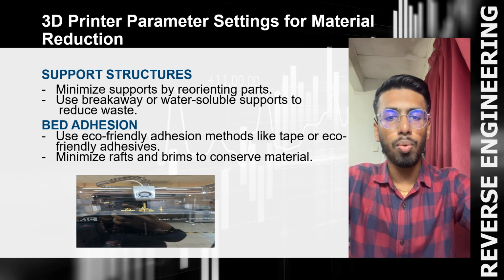Rafts and brims provide extra material around the base of the model to improve bed adhesion, but they consume more filament. By optimizing bed adhesion without additional rafts or brims, material use is reduced, which is beneficial for both cost efficiency and sustainability in our door latch project.